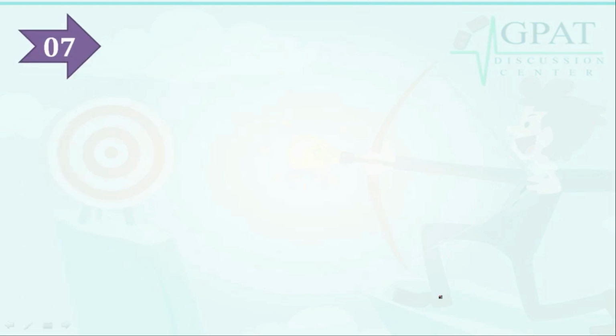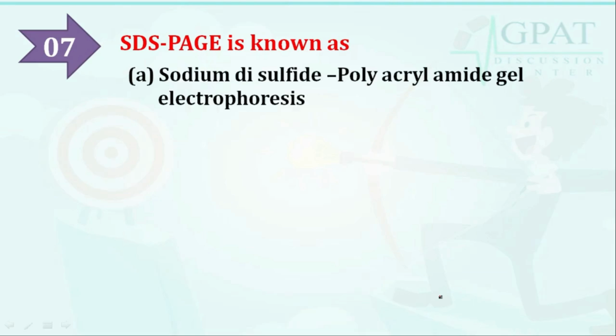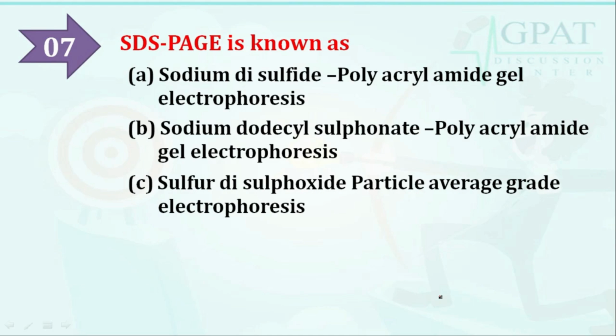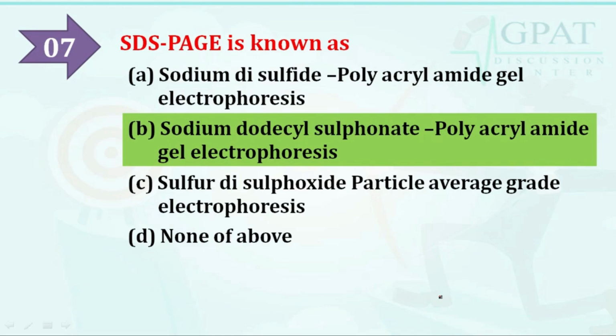So the next question is, SDS PAGE is known as, and here the options are A, sodium disulfide polyacrylamide gel electrophoresis. Next option is sodium dodecyl sulfonate polyacrylamide gel electrophoresis. C option is sulfur disulfoxide particle average grade electrophoresis, or D, none of the above. So the correct option is that SDS PAGE is known as sodium dodecyl sulfate polyacrylamide gel electrophoresis.